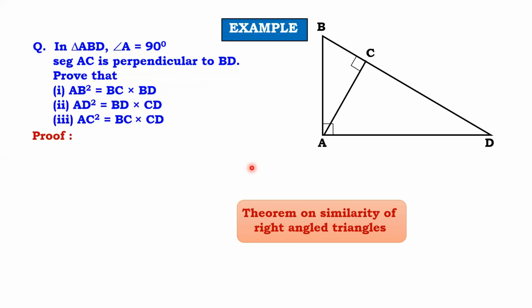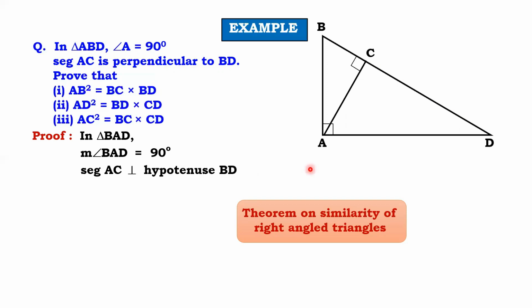So let us start. First of all, the name of the triangle. In triangle BAD, which angle is 90 degrees? Angle BAD is 90 degrees. It's given to us. What more is given to us? Segment AC is perpendicular to hypotenuse BD. This is also given to us. Since these two things are given, we can say the three triangles are similar. Now, how to name the three triangles? We have just now learned.